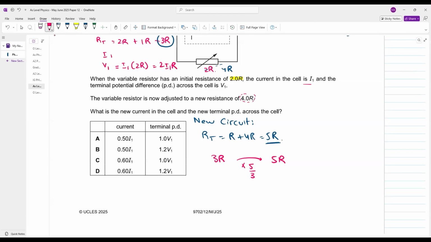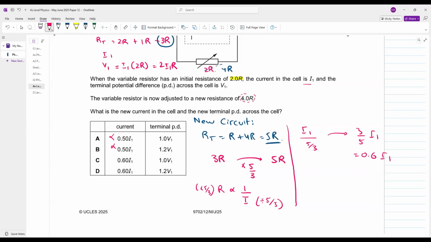Do you remember this formula? Current is inversely proportional to resistance. If your resistance has increased by a factor of 5/3, your current will get divided by a factor of 5/3. Initial current was I1, divided by 5/3. The 3 comes to the top. The new current becomes 3/5 I1. What is the new value of current? 0.6 I1. Option A and B cancel out.